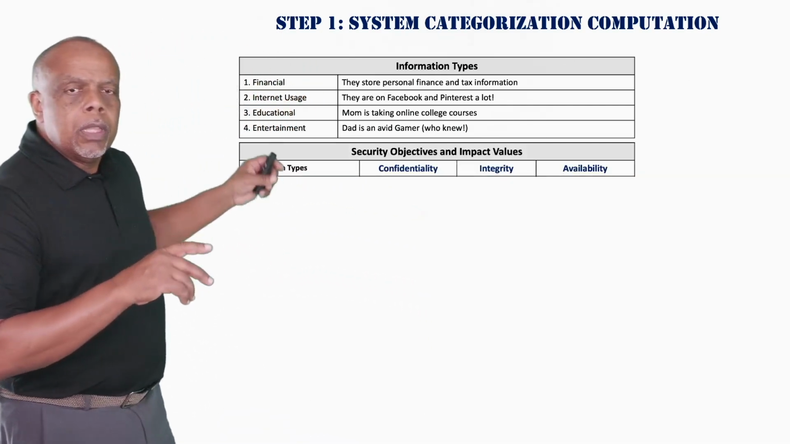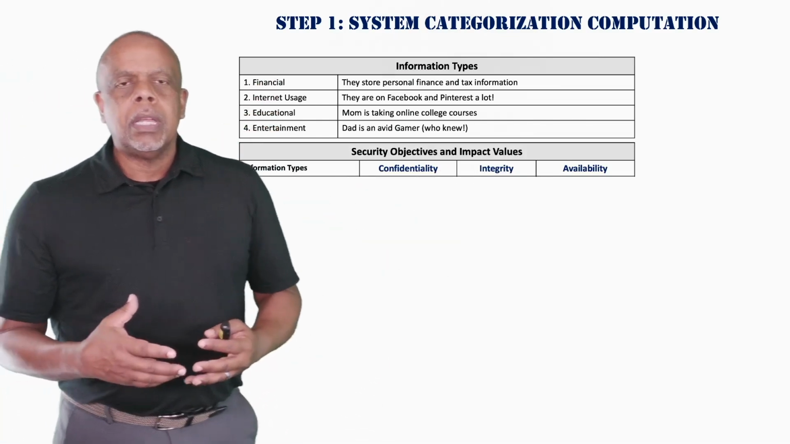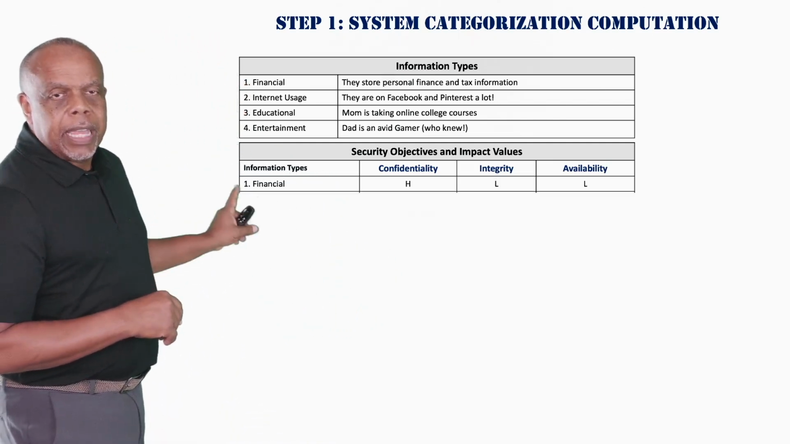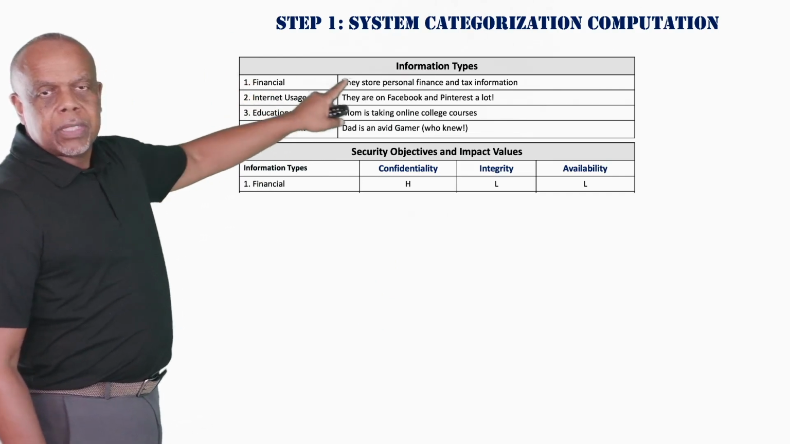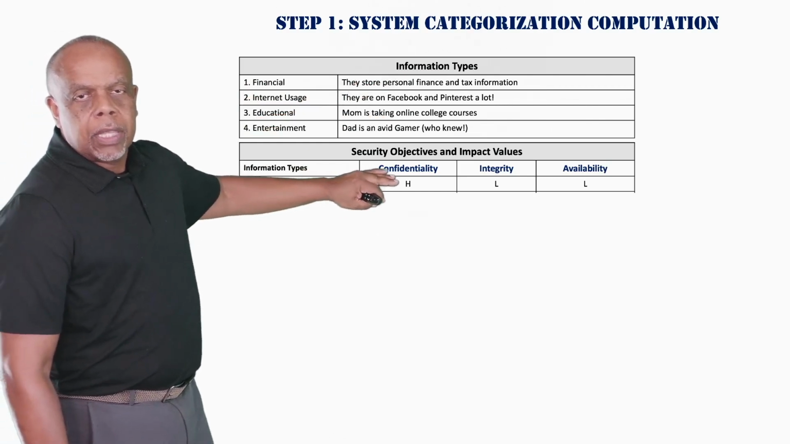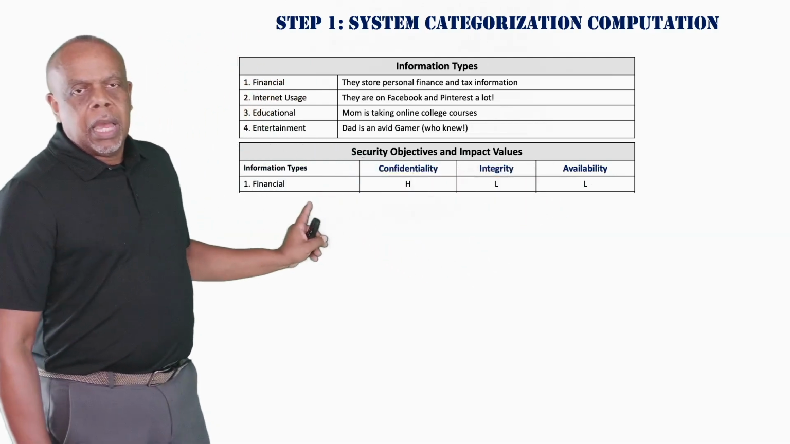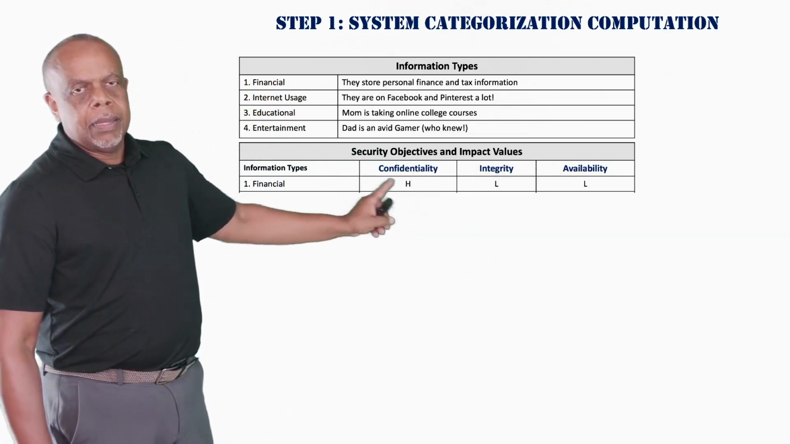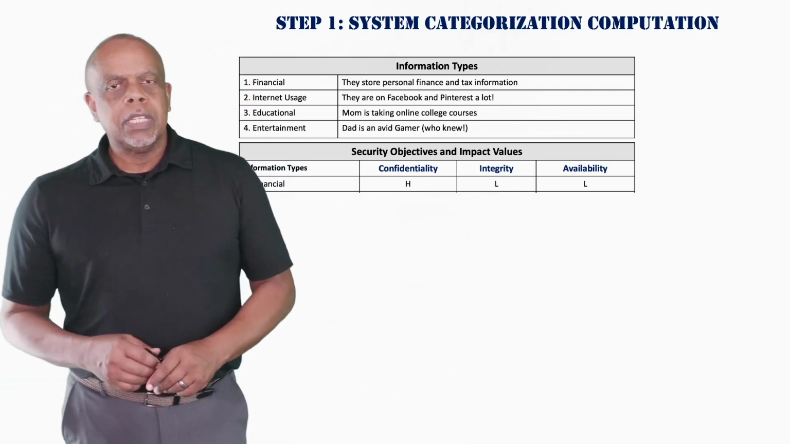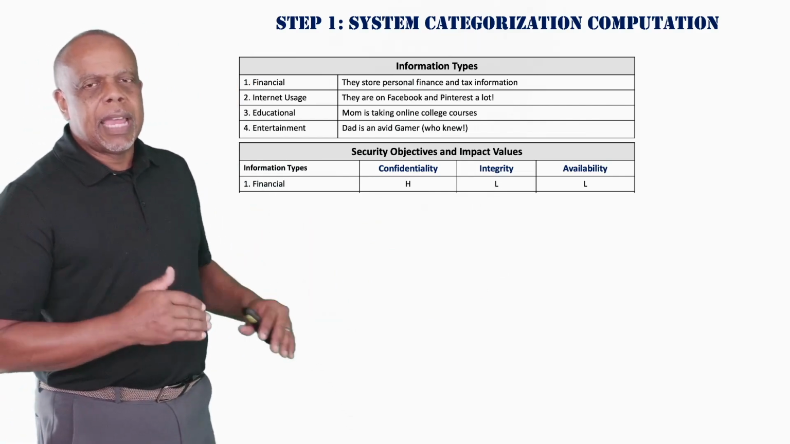So now that I know my information types, now I can bring together the security objectives and the impact values. How can I correlate these together? If I take an information type, their financial records and tax information, that's the information type. When I look at the security objectives of confidentiality, integrity, and availability, confidentiality, yeah, that's a high, meaning that they want to maintain confidentiality of their financial records. Integrity, for the purpose of this, is going to be a low, because they don't want to spend the money to do hashing and all the other things we need to do to maintain high integrity.